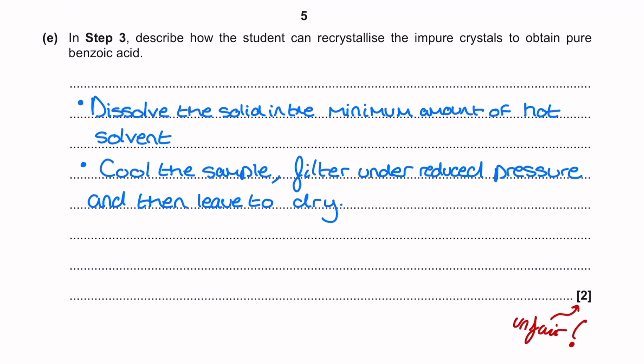In step 3, describe how the student can recrystallize the impure crystals to obtain pure benzoic acid. Here, you wouldn't really list this as 2 bullet points, but I want to show you how it was split up in the mark scheme.